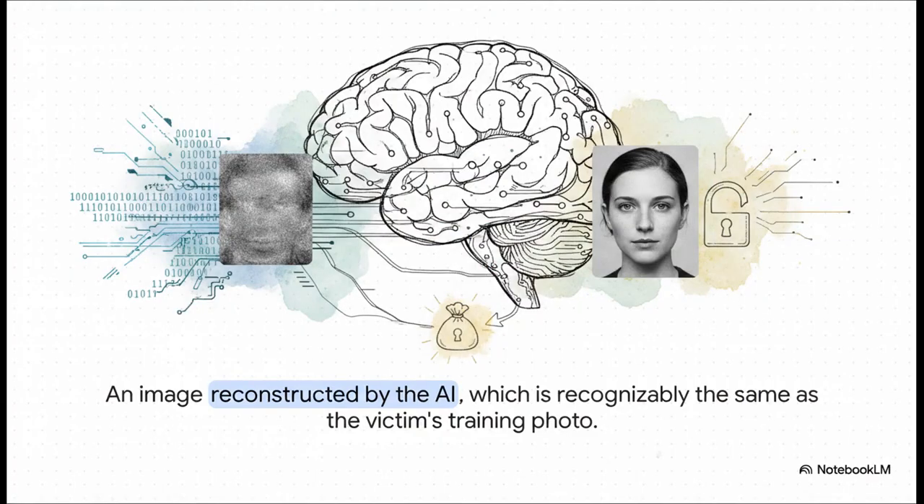And here it is. This is the result. On the left, that's the face the AI was tricked into creating from scratch. And on the right, that is the actual photo of the person from the secret training data. I mean, look at that. It's not a pixel-perfect copy, sure, but it's unmistakably the same person. The heist was a total success.